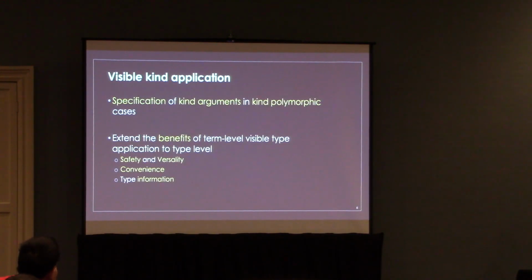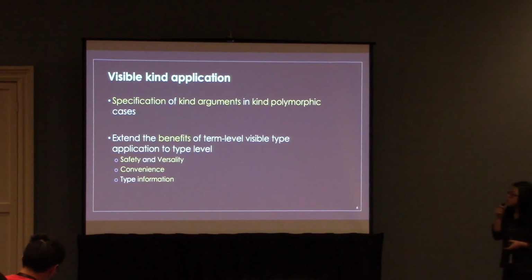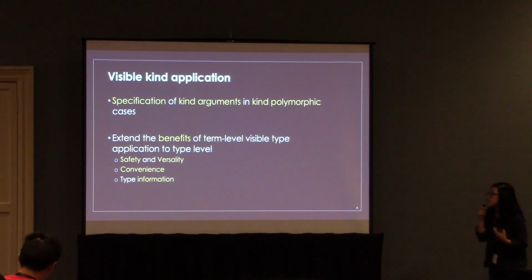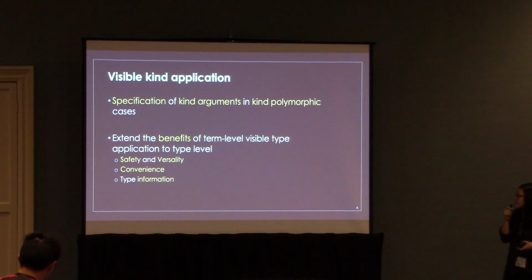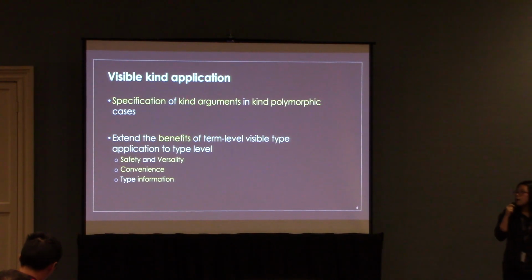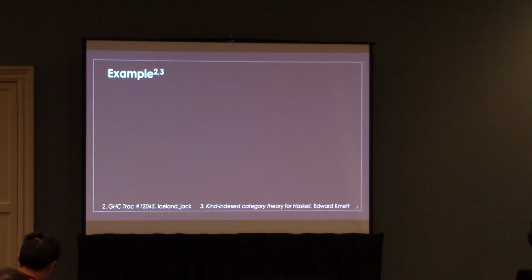So to formalize it, visible kind application is the specification of kind arguments in kind and higher-kinded polymorphic cases, and extends the benefits of term level visible type application to type level. So you have all the safety and the versatility of visible type application, you have the convenience, and you have more correct type information. So let's look through an example.